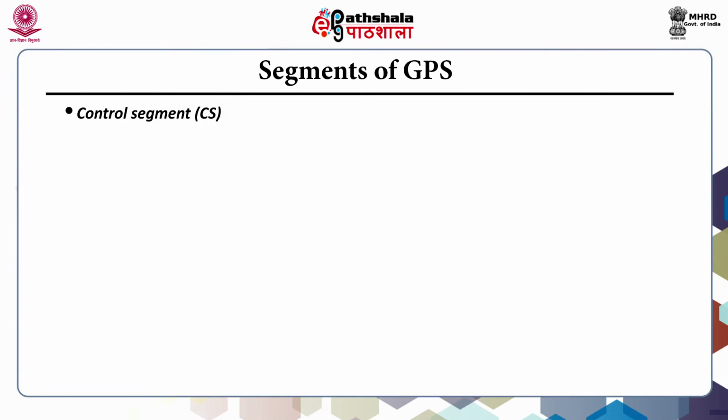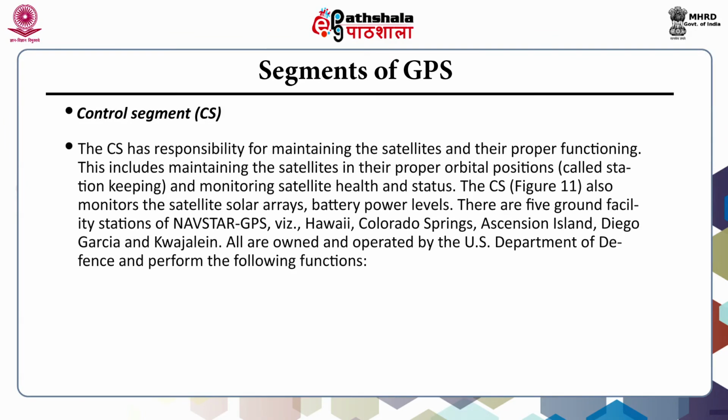Now, the control segment. The control segment has a responsibility for maintaining the satellites and their proper functioning. This includes maintaining the satellites in their proper orbital position, called station keeping, and monitoring satellite health and status. The CS, which is shown in figure 11, also monitors the satellite solar arrays and battery power levels. There are 5 ground facility stations of NAVSTAR GPS, that is Hawaii, Colorado Springs, Ascension Island, Diego Garcia, and Kwajalein. All are owned and operated by the U.S. Department of Defense and perform the following functions.